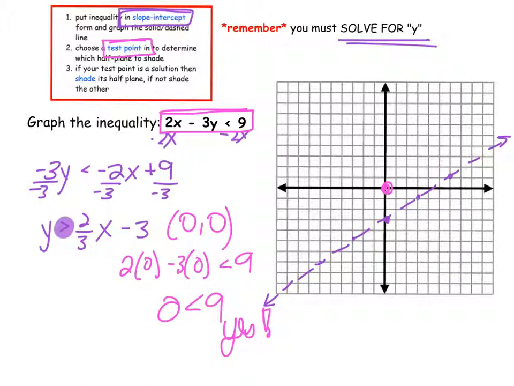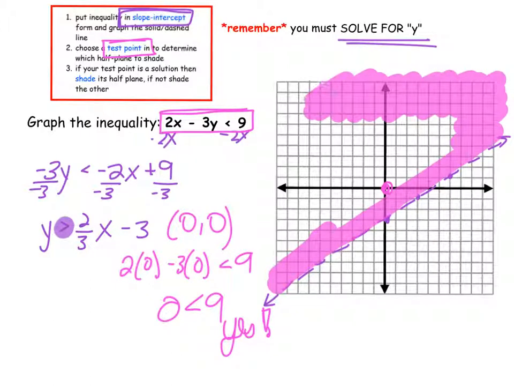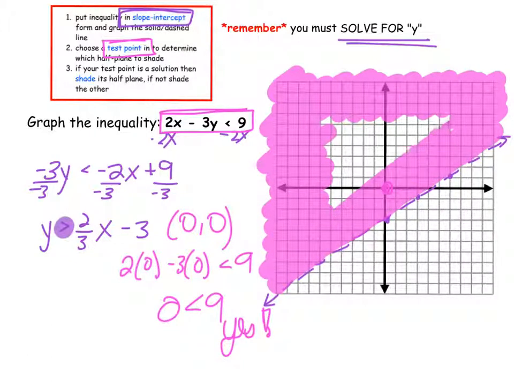And so because it's a solution, I am going to shade that side of my graph. If it would not have been a solution, I would have shaded the other side. And remember, you can always choose any point you wish. And there we have it.